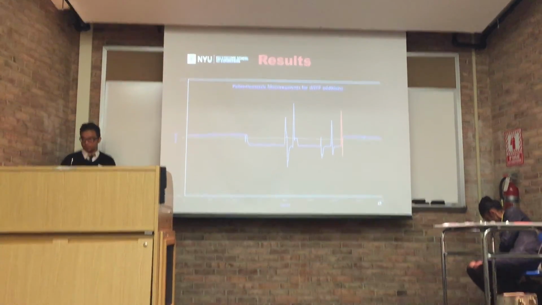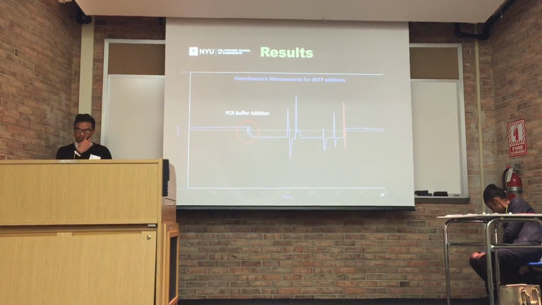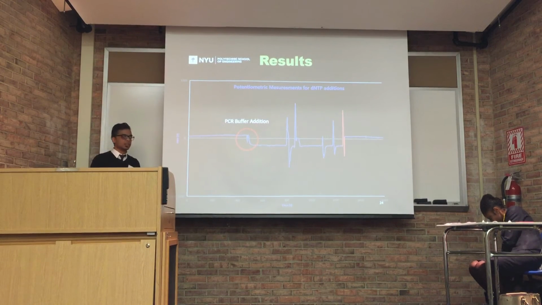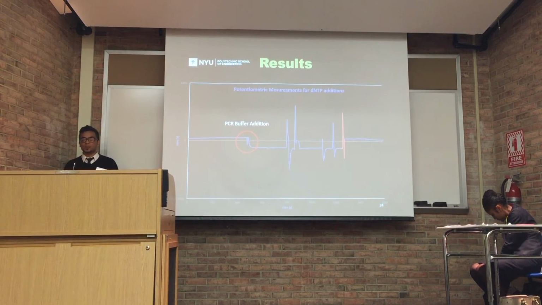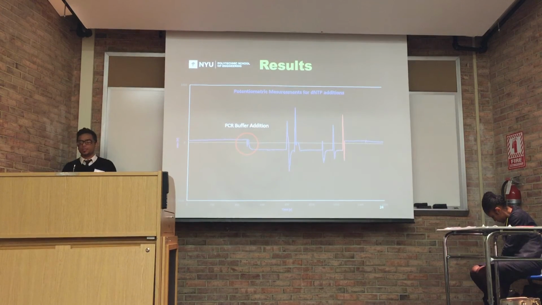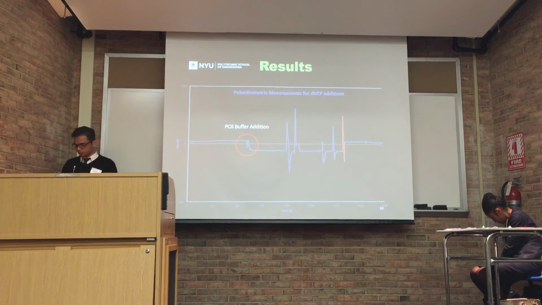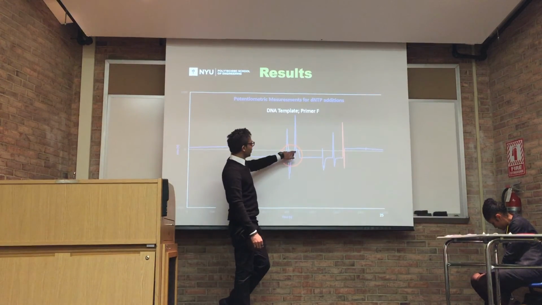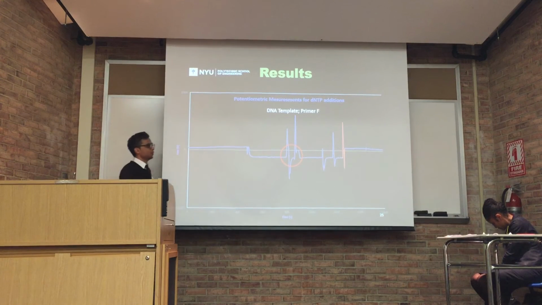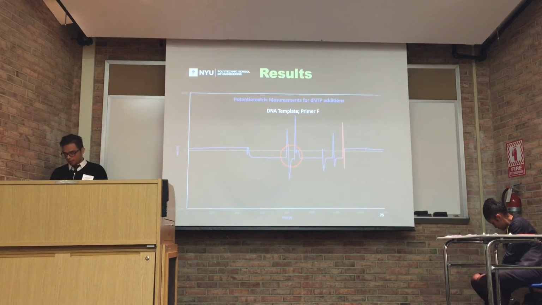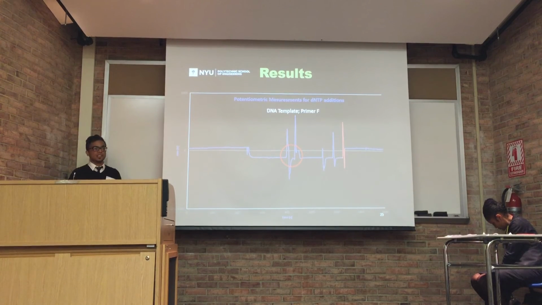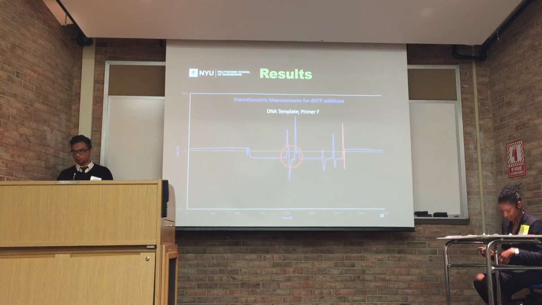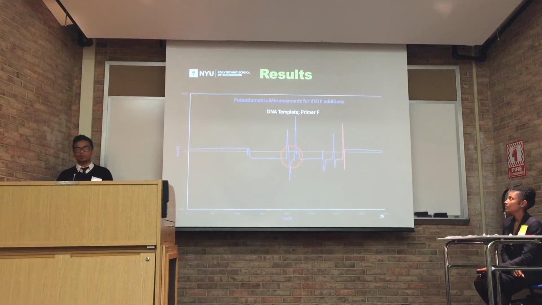So let's talk about what's going on in this graph. The first peak that you see is the PCR buffer addition. The PCR buffer has the right amount of salt concentrations and pH, which optimizes the PCR reaction. Next up, the two peaks that you're seeing here, this one and that one, show the DNA template and the primer addition. And now we have everything: we have the enzyme, we have the DNA, we have the primer. Now we have to incorporate the dNTPs inside our reaction chamber.